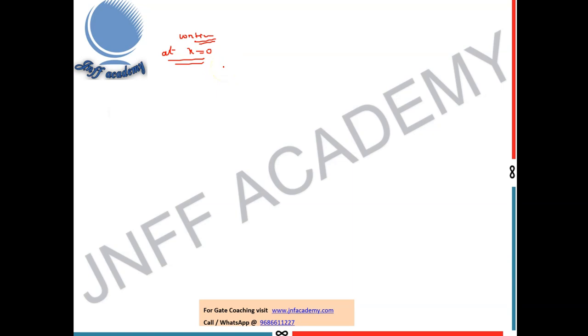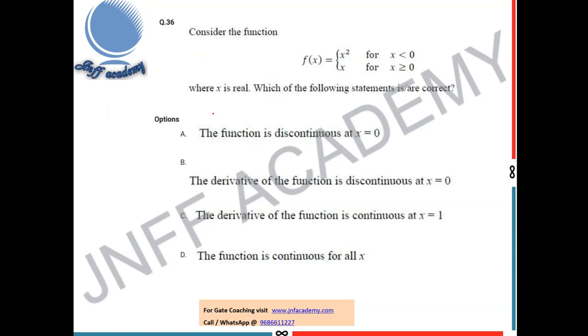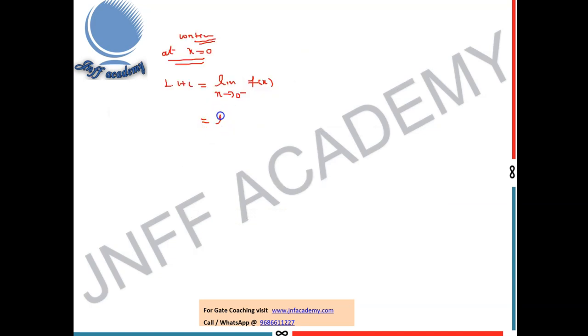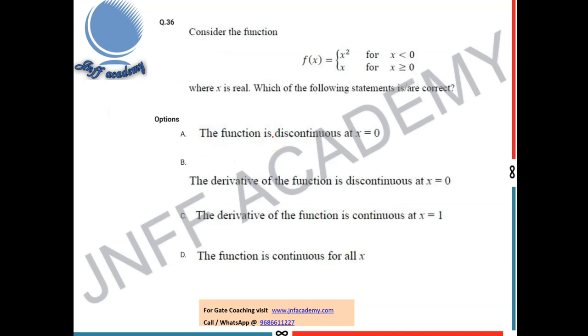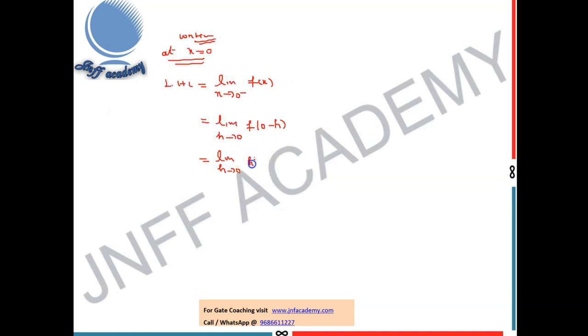If the left hand limit, the right hand limit and f of 0 are all equal, then it is said to be continuous. Correct. What is the left hand limit? Limit x tends to 0 minus f of x. In x less than 0, what is the function? X square. So limit h tends to 0, f of 0 minus h. What is f of minus h? The function is x square, so h square. This is equal to 0.